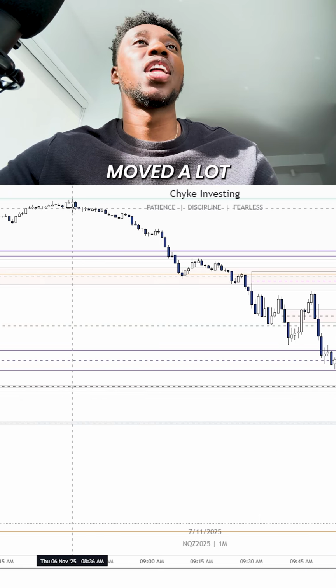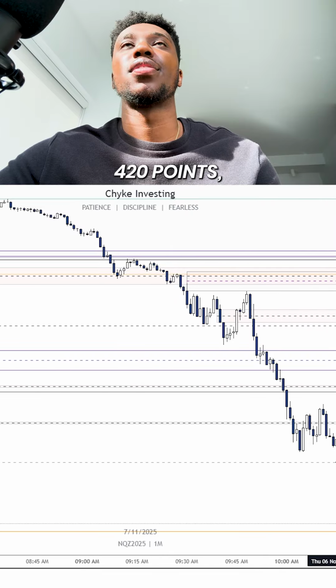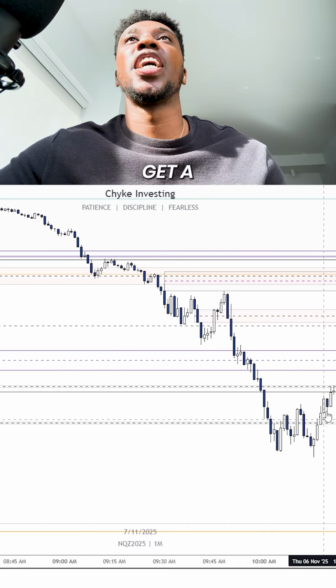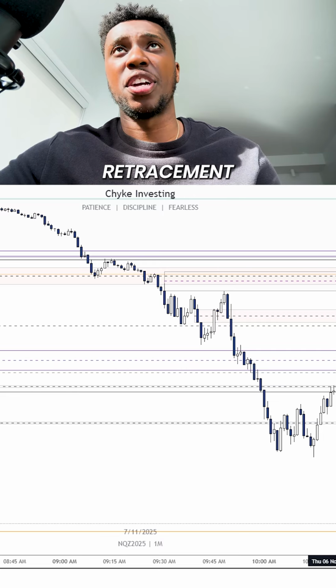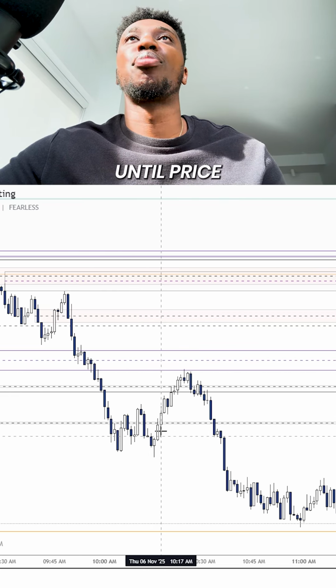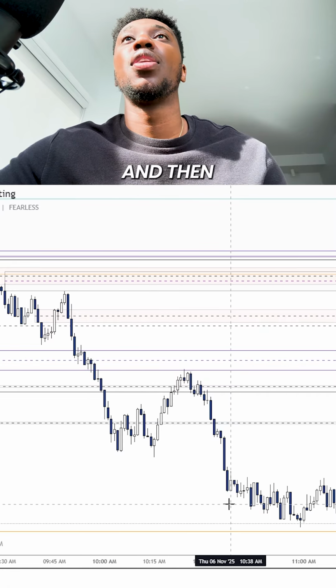One, we've already moved a lot. Since 8:30 a.m., we've literally dropped 420 points. So we're in a very deep discount. It would be unreasonable to assume that we shouldn't get a short-term, pretty reasonable retracement before we can actually head lower. So on a trade like this, I would rather wait until price runs up, has some pretty more obvious manipulation, and then we can drop again.